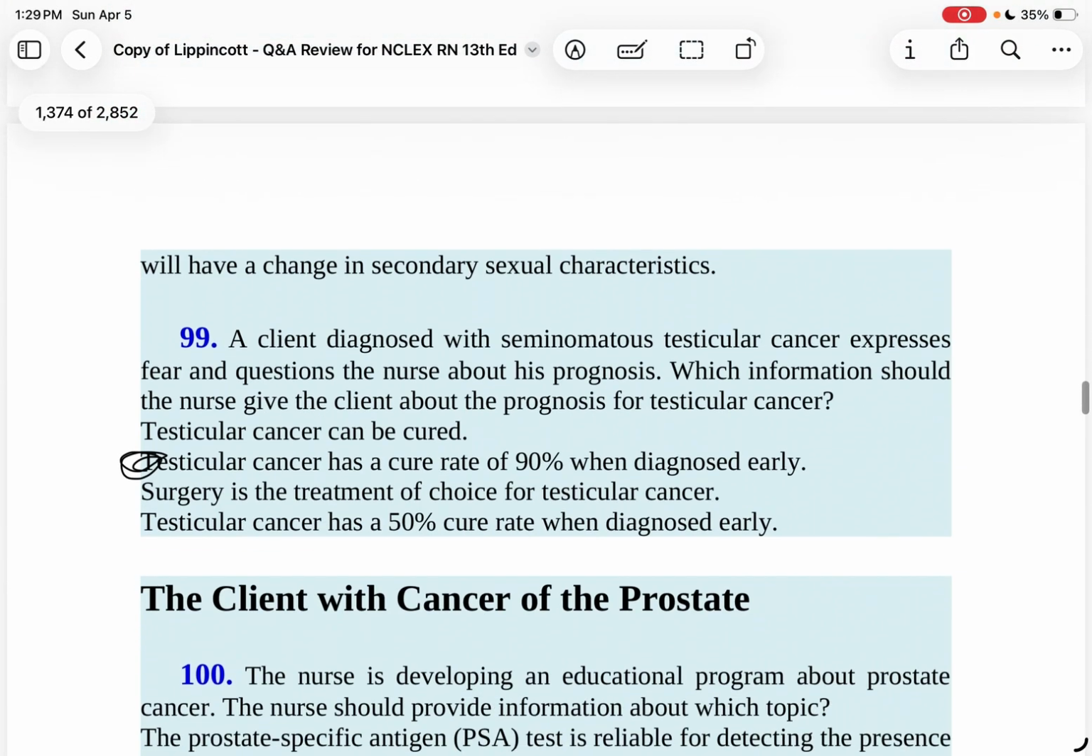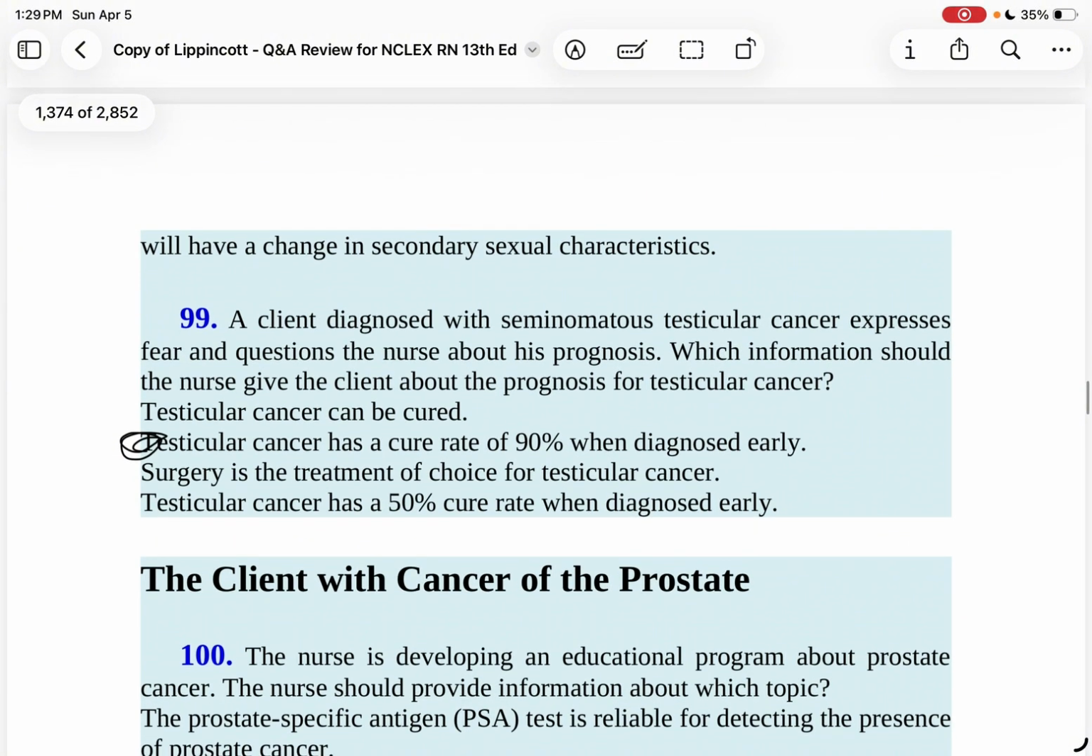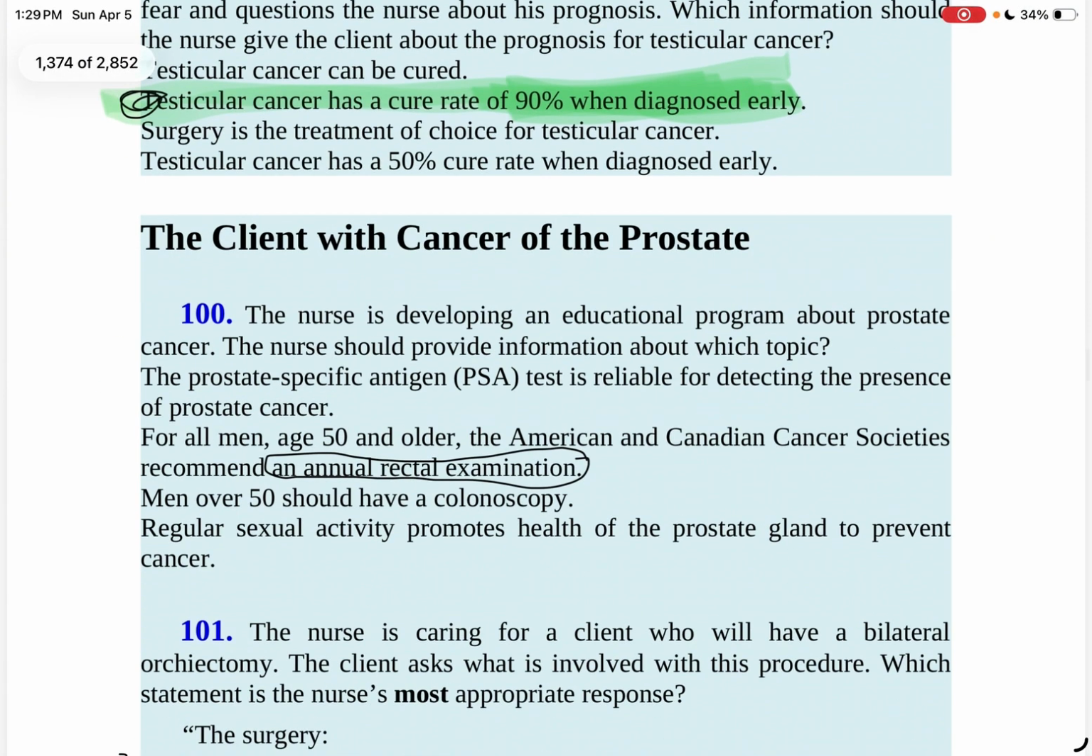A client diagnosed with seminal testicular cancer expresses fear and questions the nurse about his prognosis. So, testicular cancer has a cure rate of 90% when diagnosed early. So, malikudihas.